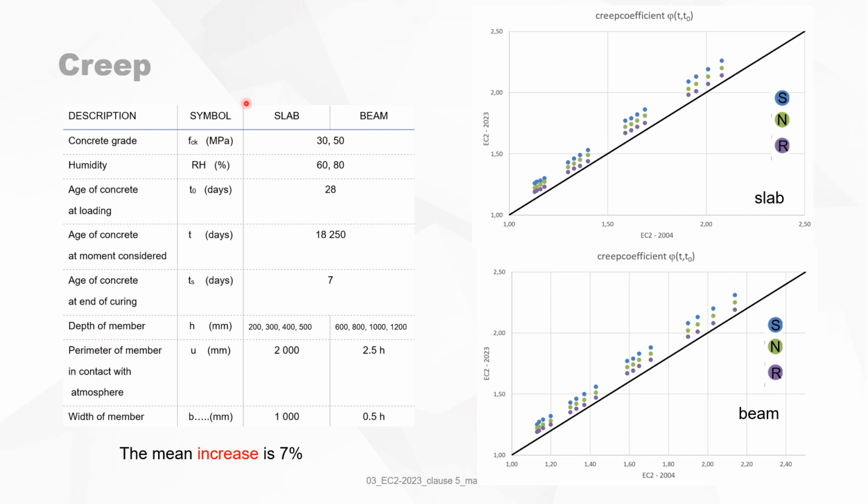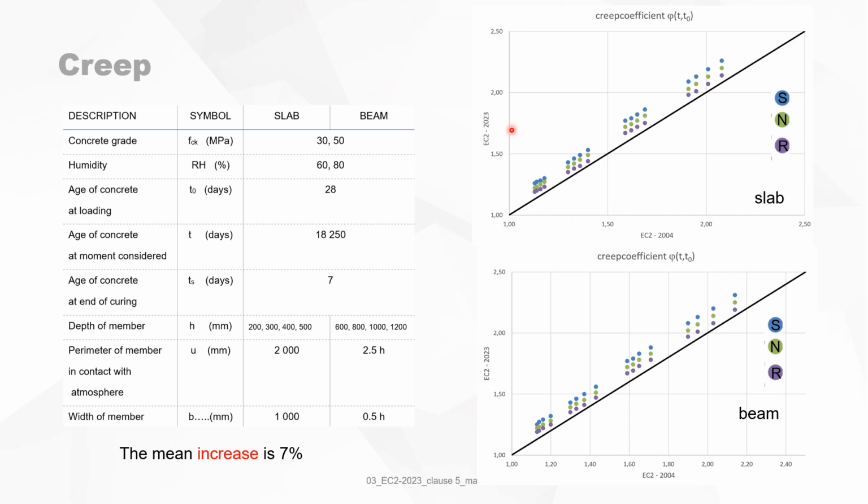And now when we take all those parameters and we do the different calculations, then you obtain all those different dots. The blue dots is for slow aging cement, the green ones for normal, and the other color is for rapid cement. And when looking at this graph, on the x-axis, it's the present code. On the y-axis, it's the new code. And then the black line is where those two values are equal.